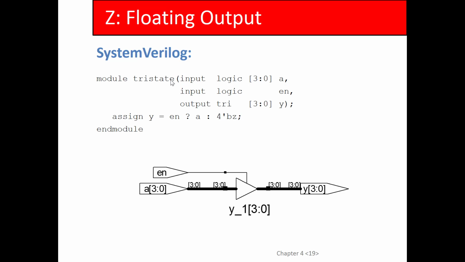Yes. So if the output, like Y, was 4 bits and the input A was 2 bits, that wouldn't work? Or would that work? No, that wouldn't work. That's a good question. Yeah, if A was 2 bits and Y was 4 bits, or vice versa, it wouldn't work.